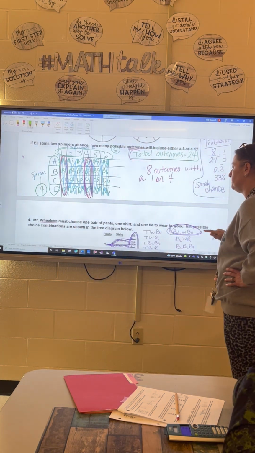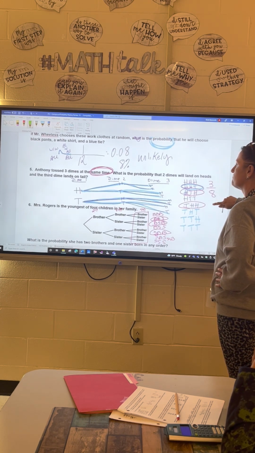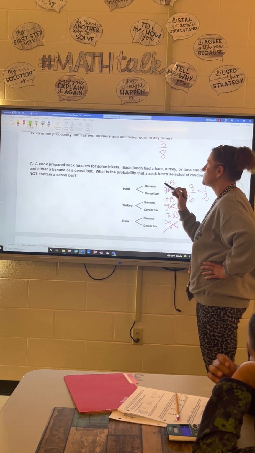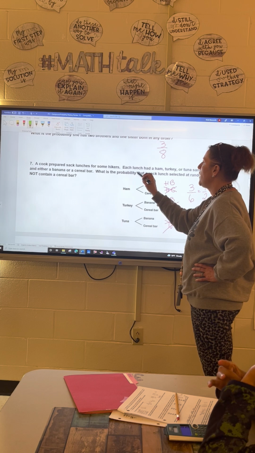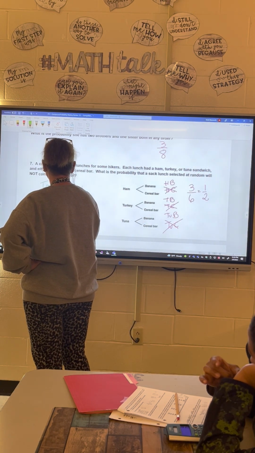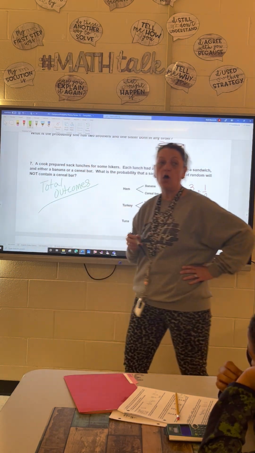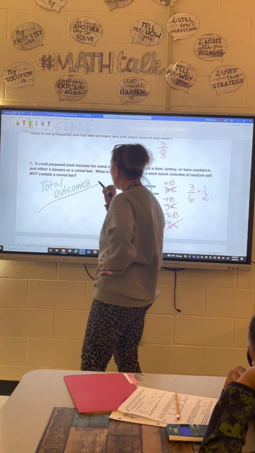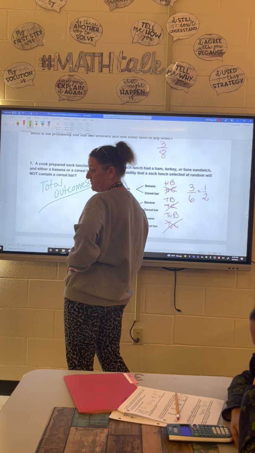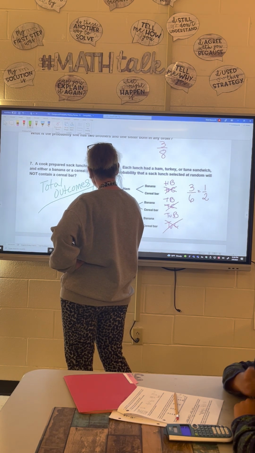Okay? I'm going to show you something. Look. Here we go. Total outcomes. We're going to look at total outcomes for a minute. Number 7. If all it's asking me for is the total number of outcomes, or the total number of combinations, how many total combinations we can have. What is the sample space size? Okay?